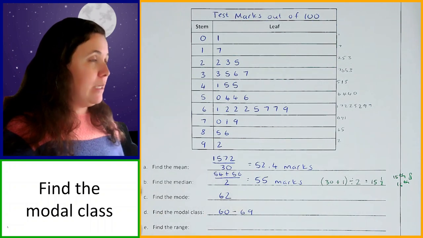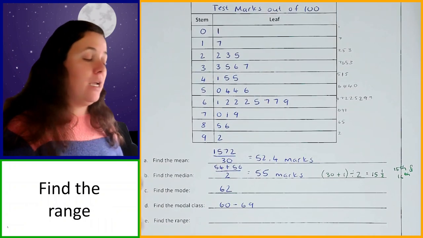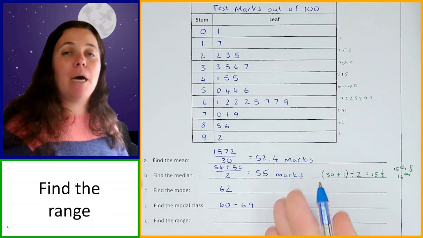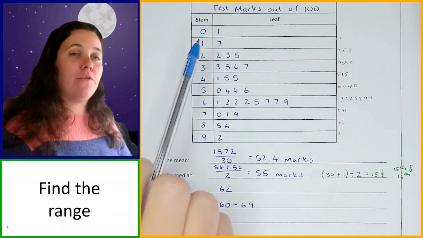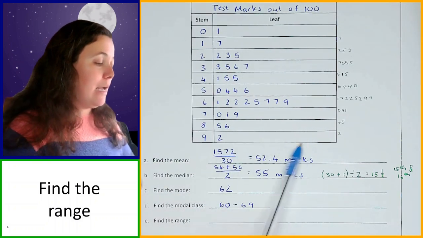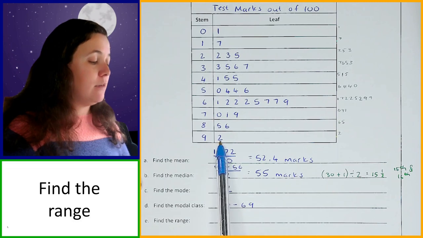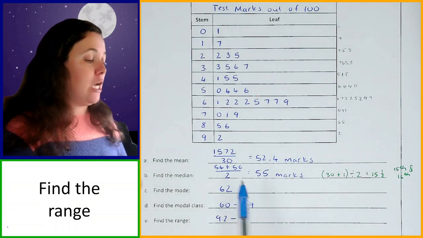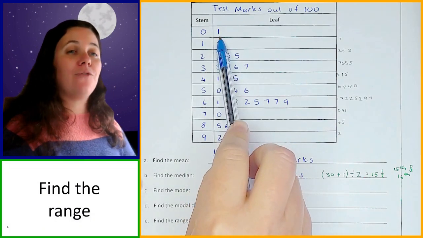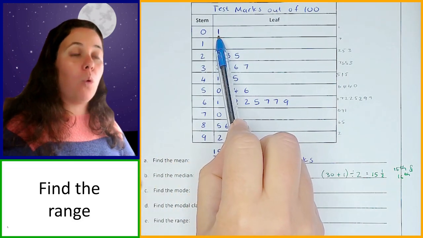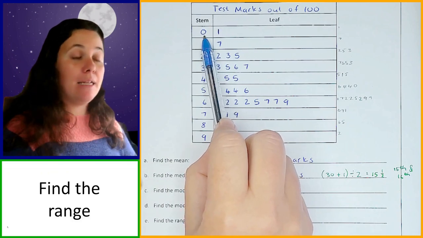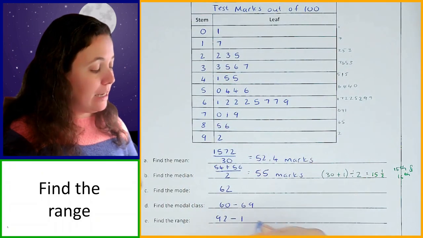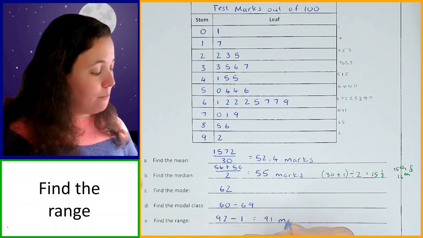Okay, the next thing we need to do is find the range. Now the range, remember, is the maximum minus the minimum. The maximum value you're going to find in your stem and leaf plot right down at the bottom, as far right as you can go. I can't go any further right than this. So this is 2, but remember, it isn't just 2, it's 92. So I'm going to take that maximum value, 92, and subtract the minimum value. I'm going to look right at the top, as far left as I can go. In this case, it is 1, and it's 1 with 0 tens, so it's just 1. So it's 92 minus 1, and that gives me 91 marks.